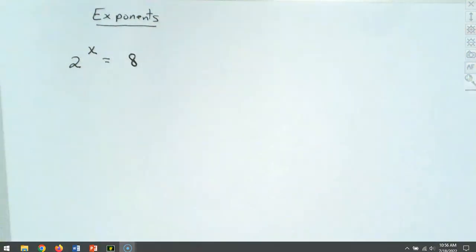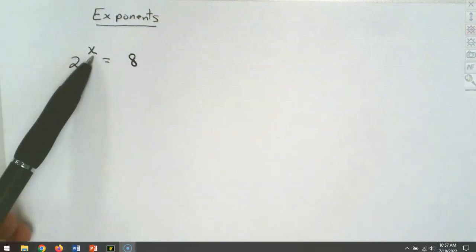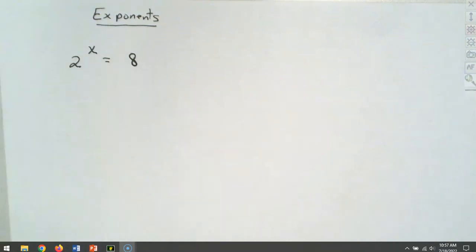So here's one that I want you to solve. Now what's unique about these is notice that the x is to a power now. So instead of it being down below, it's to a power. This one actually comes out to be a whole number, but sometimes they may come out to be a fraction. So answer me this question. 2 raised to what power is 8?